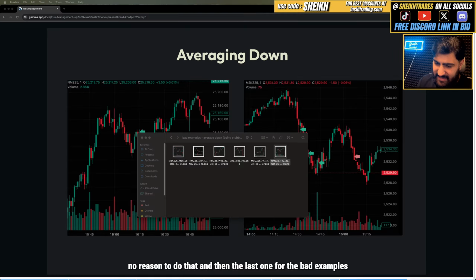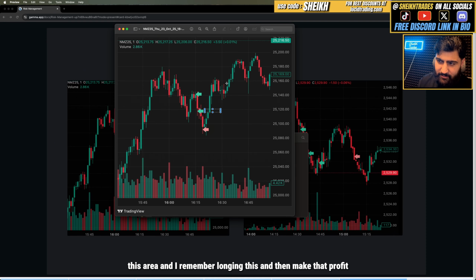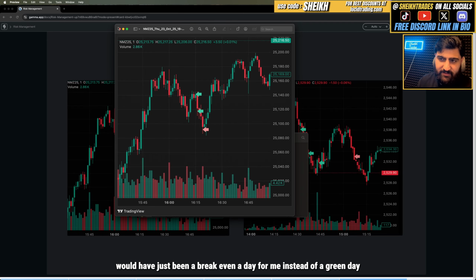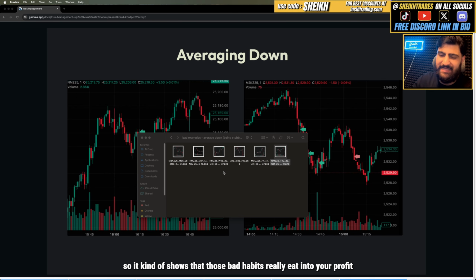And then the last one for the bad examples, already went over that in the other chart. You could see buy, no reason to do that. I'm just increasing my L for no reason, where I could have just taken my L long here, taken my L on these lows, and I could have longed this area, and I remember longing this and then making that profit. But now my L is so big that even if I caught this trade, it would have just been a break-even day for me instead of a green day. So it kind of shows that those bad habits really eat into your profit and potentially make your month or year red.